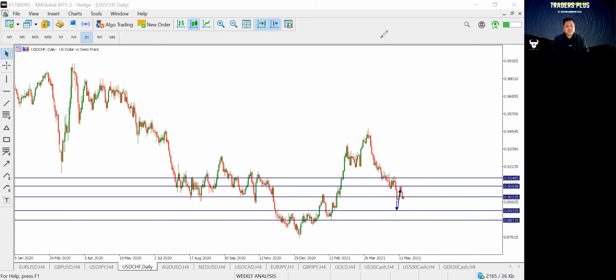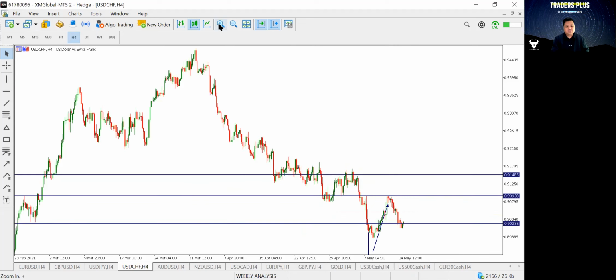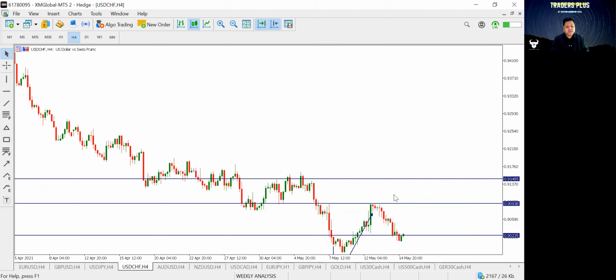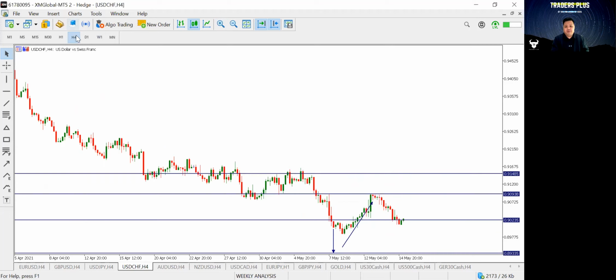Alright? So let's check on the H4. This is actually interesting, no? Kasi nag-form na ito ng parang reversal pattern like that na this might really continue going up. So it's safer for the buy na pwede na i-execute.